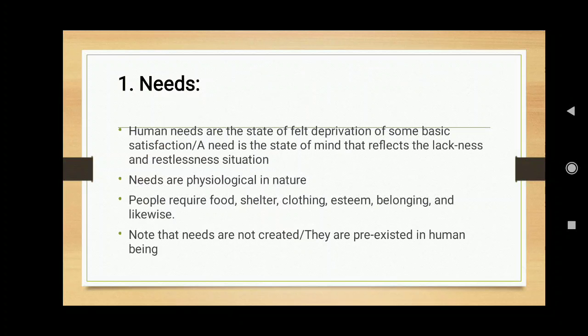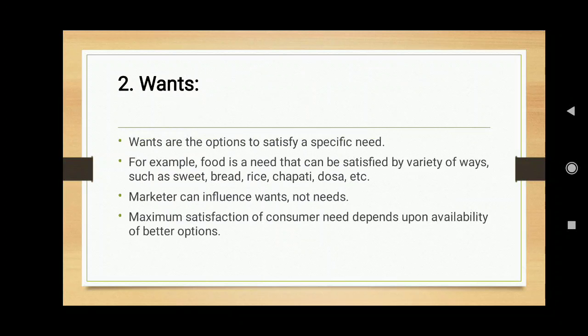So needs cannot be artificially created. They are pre-existing in human beings. You cannot create your need for water, you cannot create your need for shelter, etc. Right? So please do remember, needs cannot be created artificially, because it is the self-felt deprivation of basic satisfaction of an individual. The second concept of marketing is wants.